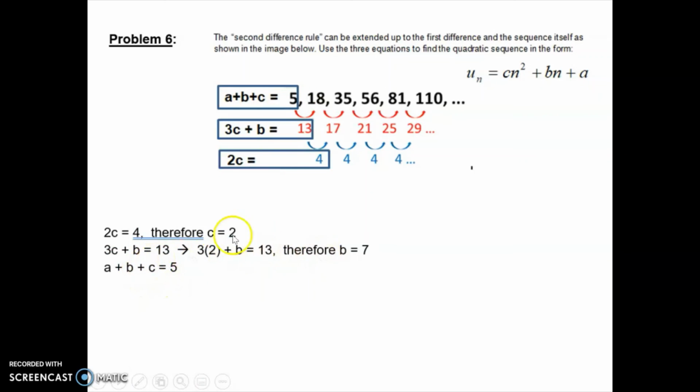Great, now we know what b and c are from before, right? c and b, we got them, so plug in your b and c and solve for a. Okay, b went in there, c went in there, solving for a is -4. It's as easy as that. We just found out the rule must be 2n squared plus 7n minus 4, because we have our c, b, and a values here, and we just put them in here.